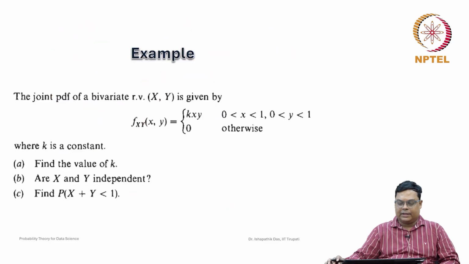Next we will discuss another numerical example. I hope you have understood in this numerical example how to find the constant k for a joint probability density function, and then how, to check whether x and y are independent, we first find the marginal probability density functions of x and y and check independence, and then how we can compute the probability that x plus y is less than 1.